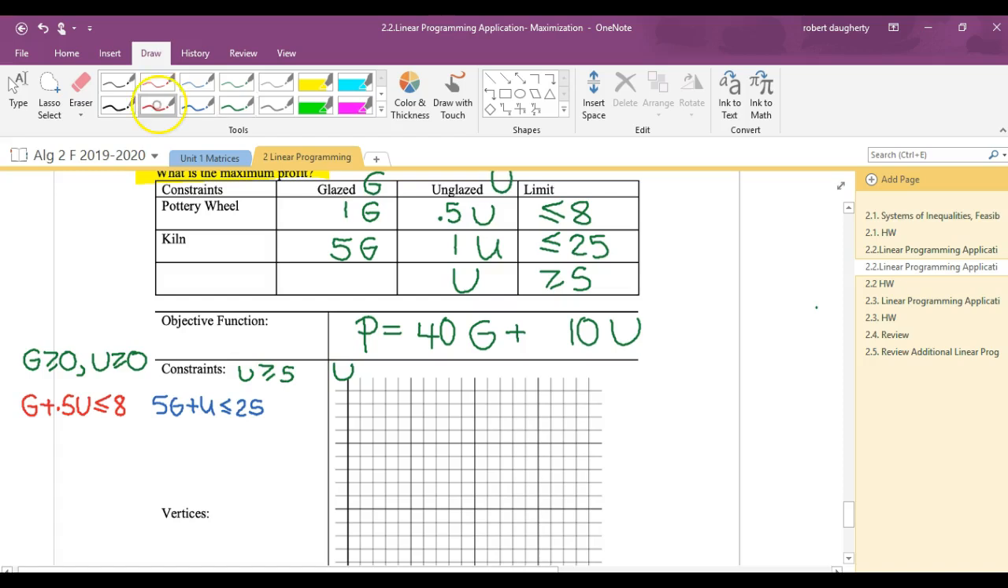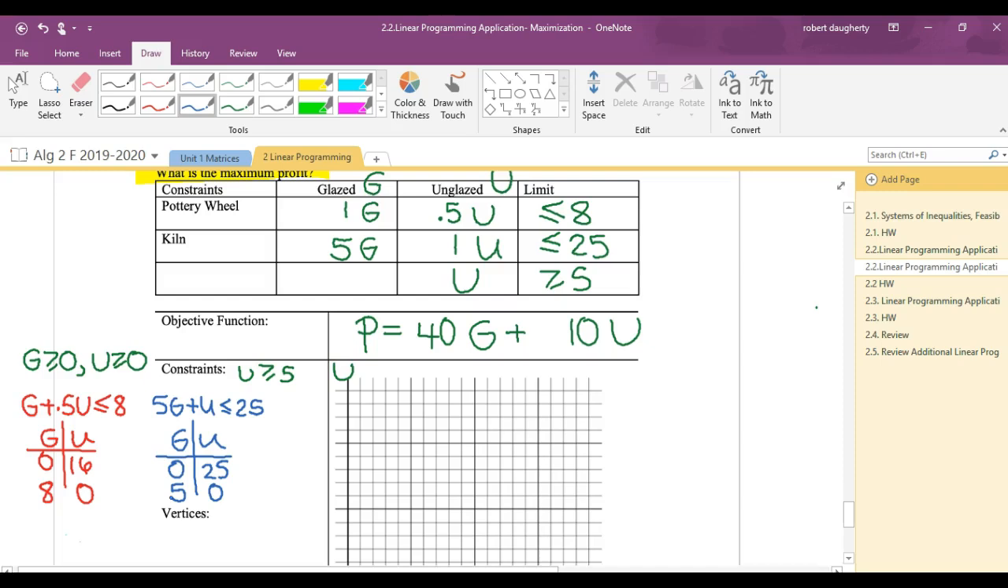So let's start with the first one, G and U. If G is equal to 0, then 0.5 times what number is 8? That's going to be 16. If U is equal to 0, then G is equal to 8. Our next condition, look at G and U. If G is equal to 0, U is equal to 25. If U is equal to 0, G is equal to 5.